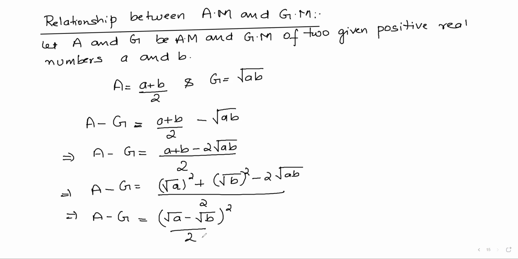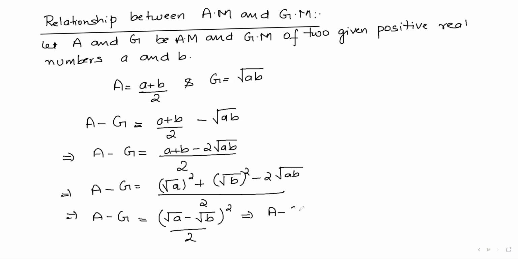Sir, what did you do here? I understood up to this one. Yes, sir. So what did we do now? We have written a as under root a square, b as under root b square, and this is minus 2 root ab. So this is a square plus b square minus 2ab, so we can say this is the (a minus b) whole square formula.